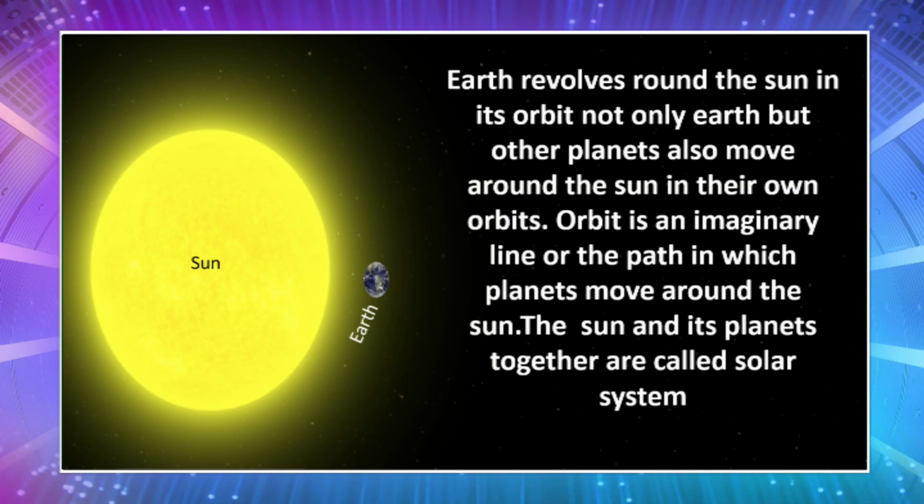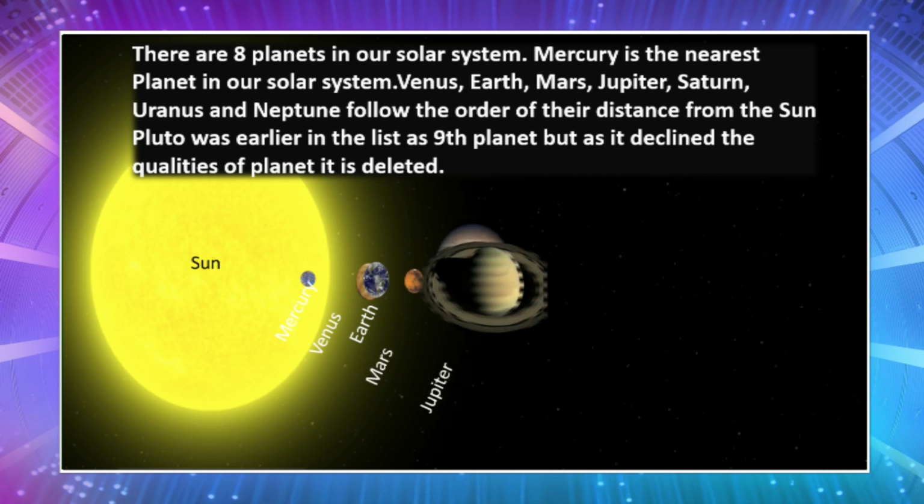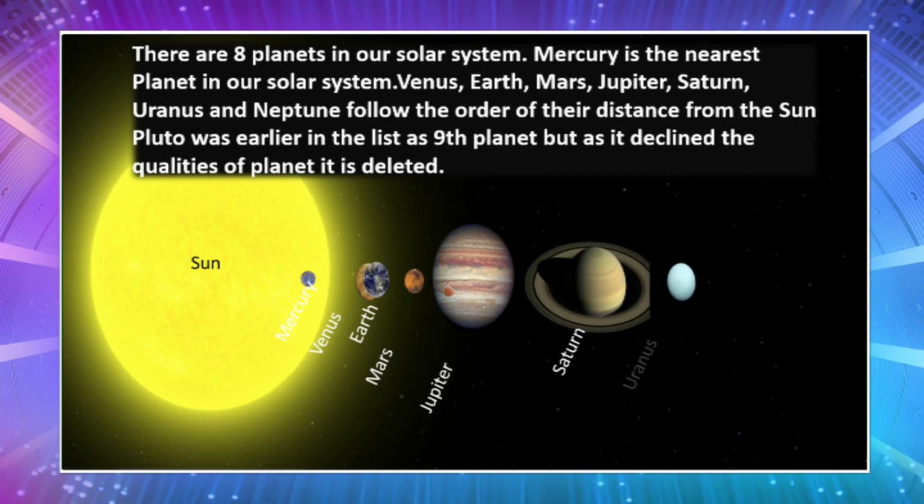Orbit is an imaginary line or the path in which planets move around the Sun. The Sun and its planets together are called solar system. Children, you can see in this image that Earth is revolving around the Sun in its own orbit. Orbit is the path in which the planet moves around the Sun. There are 8 planets in our solar system. Mercury is the nearest planet in our solar system. Venus, Earth, Mars, Jupiter, Saturn, Uranus, Neptune follow the order of their distance from the Sun.